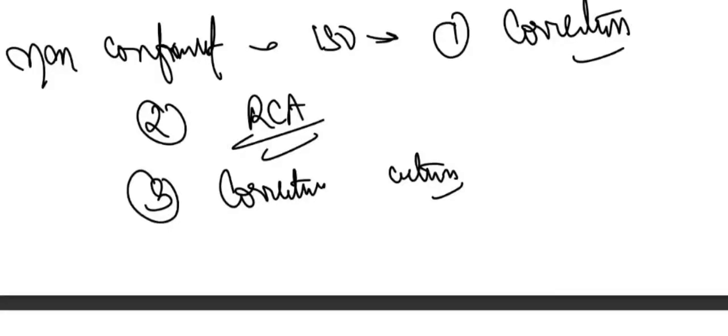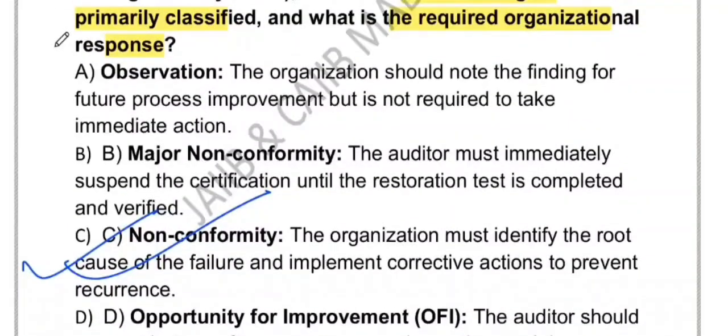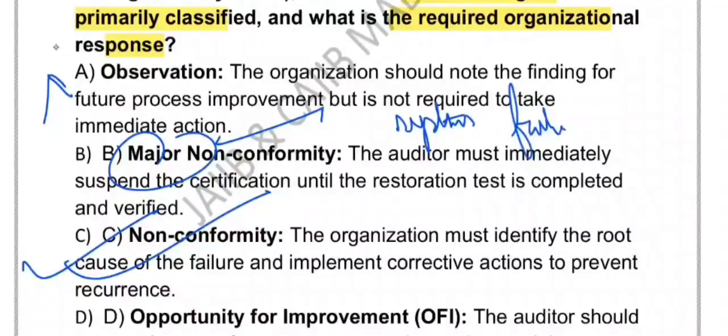So what are the other options that they have provided? Option number A, observation. No. Observation means no rule broken yet, right? Here the clear rule was broken. Actually, the rule was broken. Observation says no rule broken. B says major non-conformity. See, when I say the word major, that means system failure. That is called major: either system failure or total breakdown.